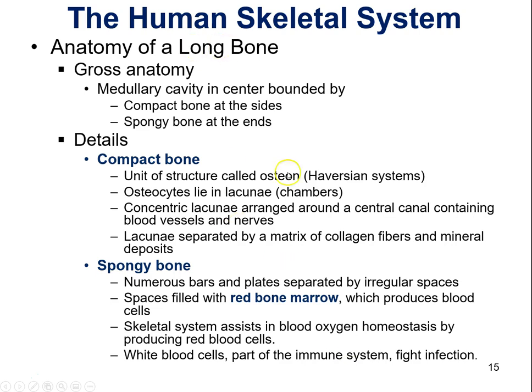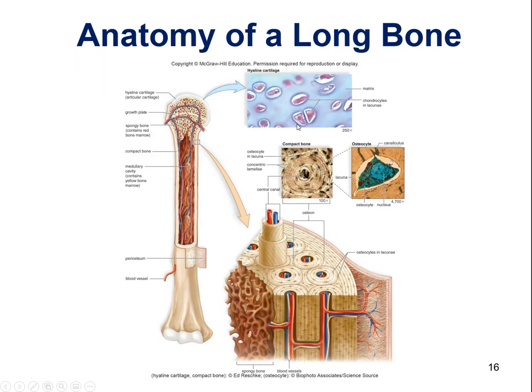All right. Now, if we look at actual bone, like a long bone, like your femur, we want to look at sort of the gross anatomy of that bone. Okay, so I'm going to show you a picture in a second, and yes, you should be able to identify these main parts of this long bone. So it says the medullary cavity in the center is bounded by compact bone on the sides and spongy bone at the end. So I'm going to show you, maybe I'll just flip to that picture right here.